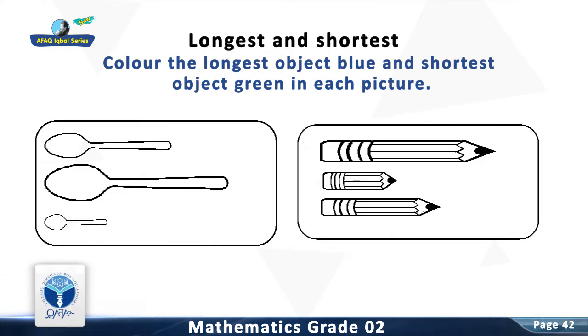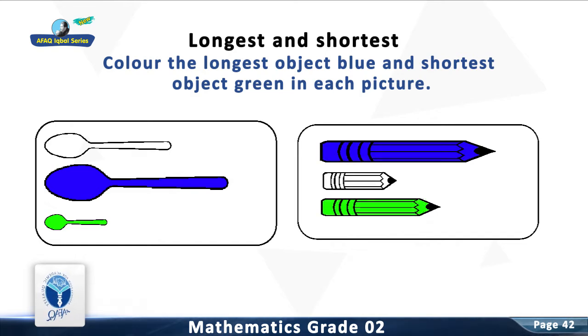Let's start from the first picture. Good. The second spoon is longest. Color it blue. Good. And the third spoon is shortest. Color it green. Good. Now move to the next picture.